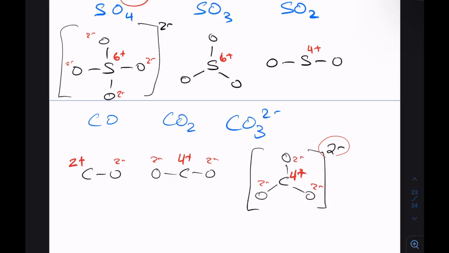Okay? Just keep in mind that when you have other materials in there that aren't carbon or hydrogen, then you assume that the oxidation number on that atom is what you would normally have if it formed an ion.